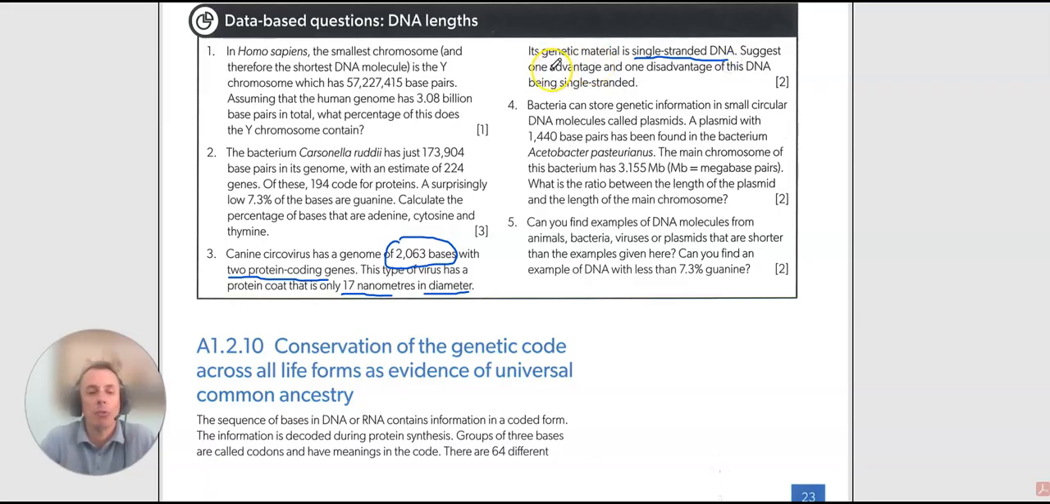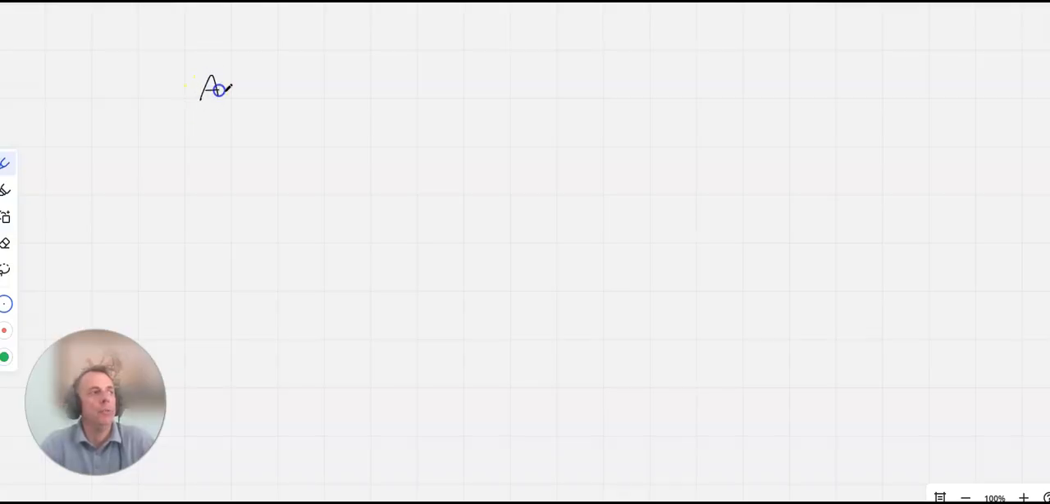So this is the exception that we've been talking about so far. Some of the DNA viruses are single-stranded, but not all of them. So, just one advantage and one disadvantage of this DNA being single-stranded. This is a 2 marks question. You just need to provide one advantage and one disadvantage since this is a 2 marks question. Best for you to add another one just in case the first one is not correct. Maybe make like 2 points for each of these for the advantages and disadvantages.